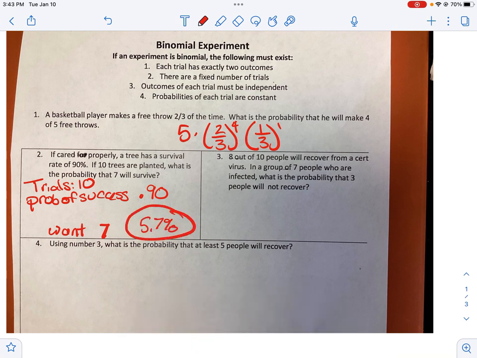So this next one, if 8 out of 10 people will recover from a certain virus, in a group of 7 people who are infected, what is the probability that 3 people will recover? So trials, how many people are we looking at is 7. We want to not recover. So our probability of success, what is not recovering? Well, 2 out of 10, or we could say 0.2. And what do we want? We want 3 people to not recover.